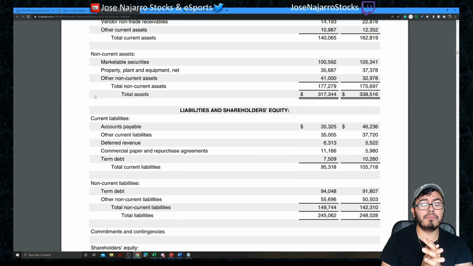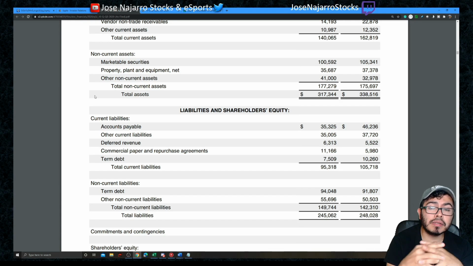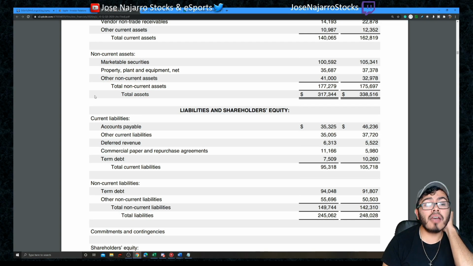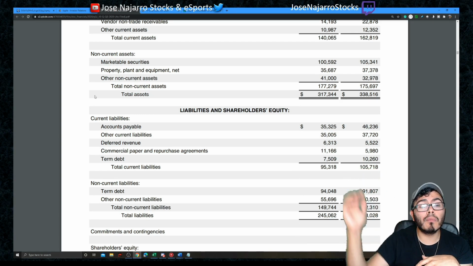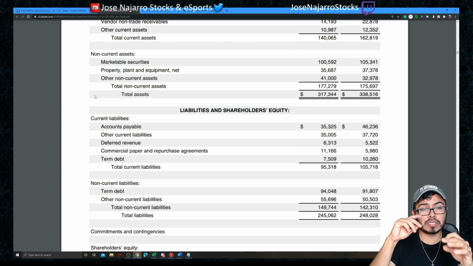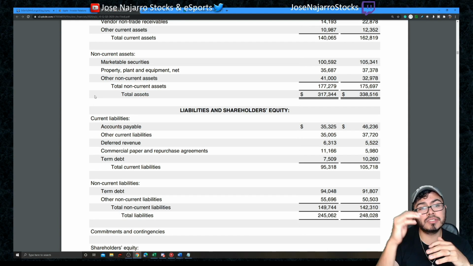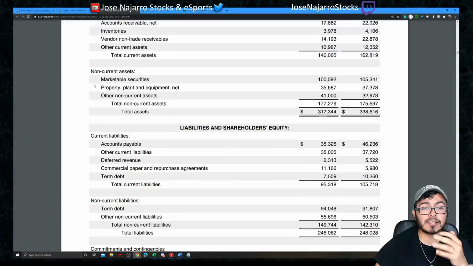Then you have current liabilities. Very similar to current assets, current liabilities are liabilities that are due within the next 12 months. It's debt that needs to be paid off within the next 12 months. Non-current liabilities is debt that does not need to be paid off within 12 months, it's 12 months or more. And that's an important thing to note, and we'll mention that later on. But those are pretty much the two time frames: non-current, more than 12 months, or current, which is less than 12 months.